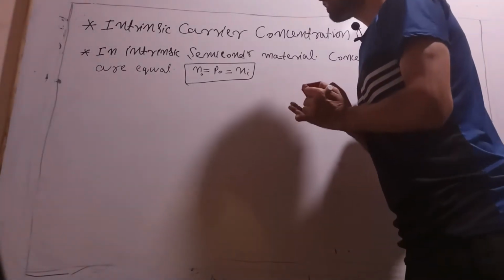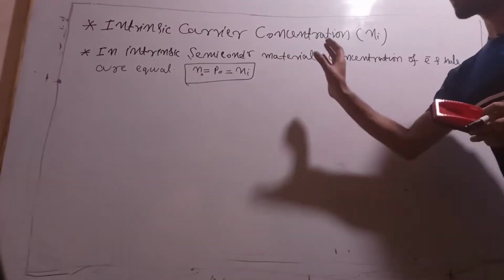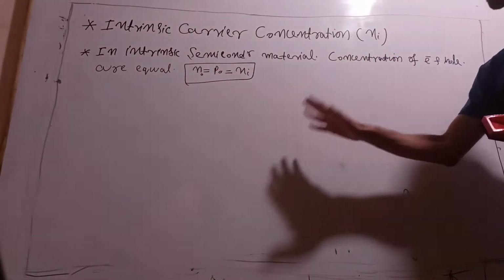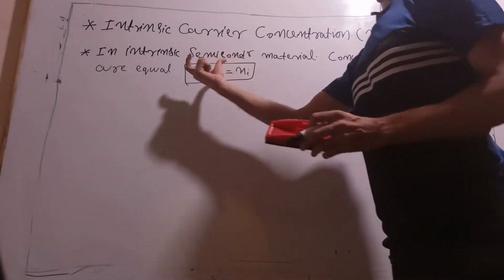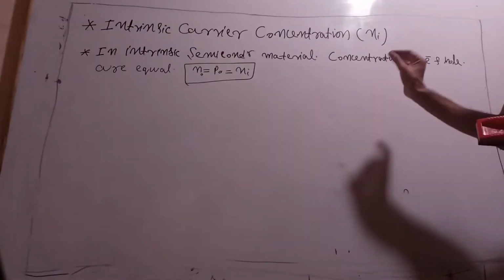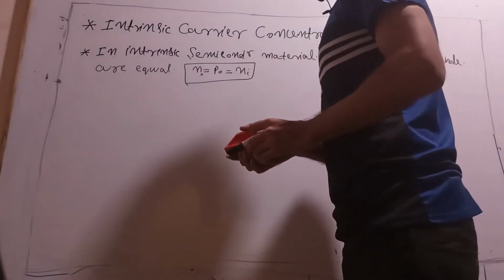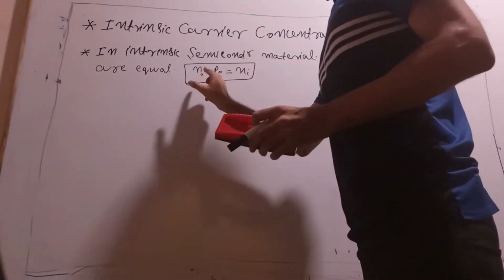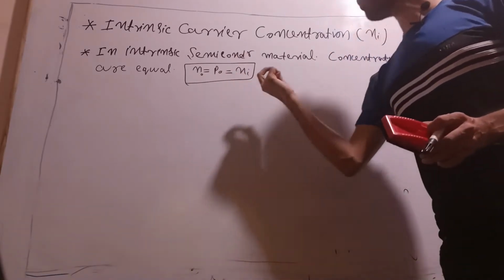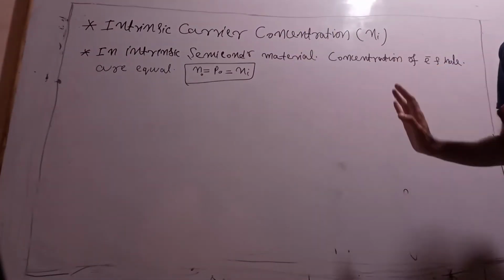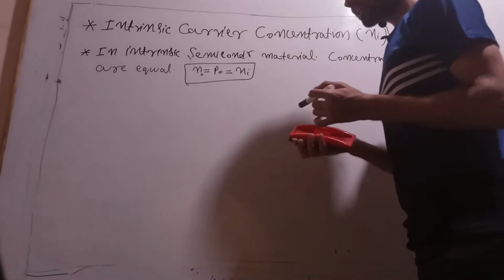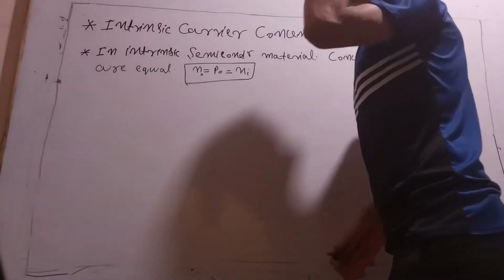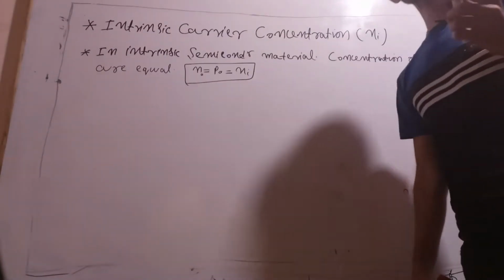This means that the number of electrons in the conduction band is equal to the number of holes in the valence band. So that is for intrinsic semiconductor material. These are the intrinsic carrier concentration of electron and of hole in intrinsic semiconductor material. Now we will compare this with the equation that we have seen in the last class.